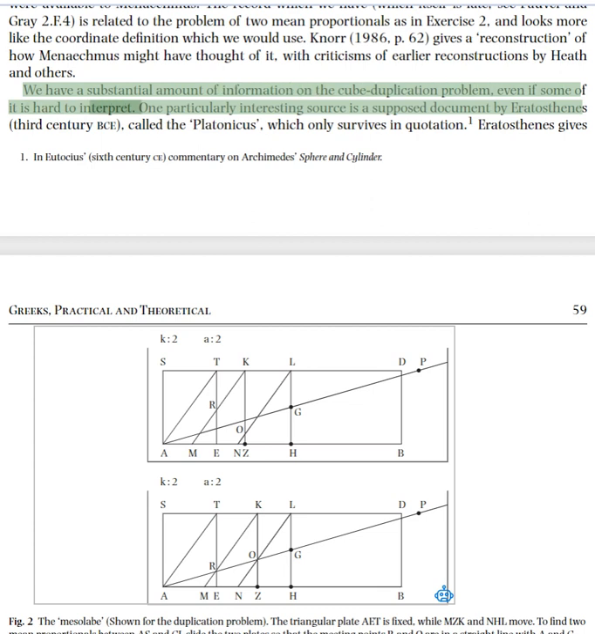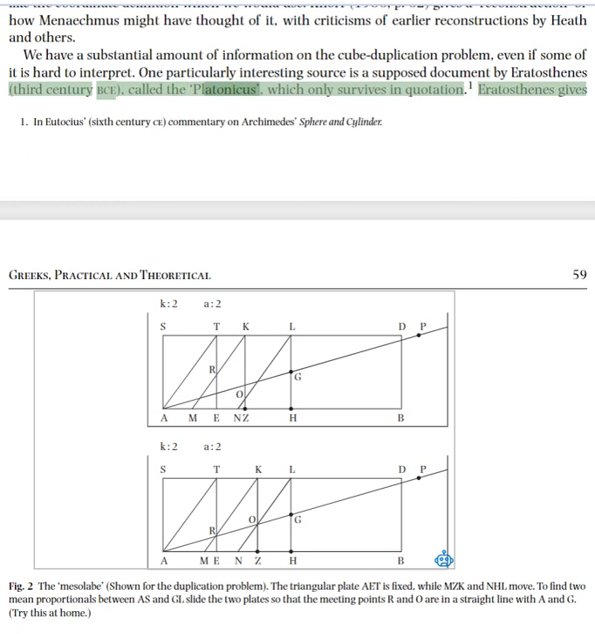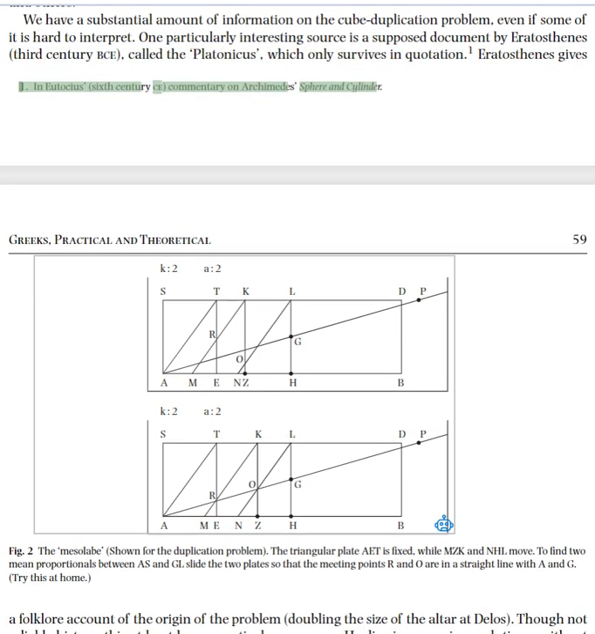One particularly interesting source is a supposed document by Eratosthenes, called the Platonicus, which only survives in quotation. Eratosthenes gives 1. In Eutocius' commentary on Archimedes' sphere and cylinder.